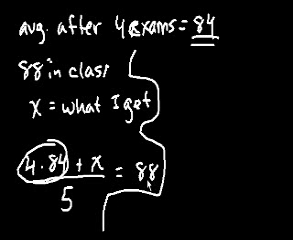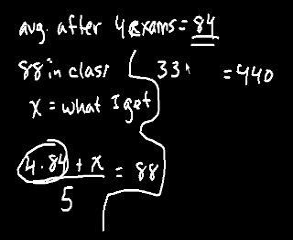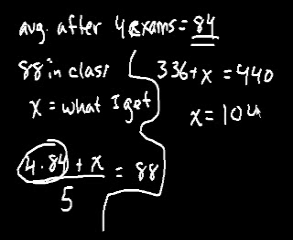So 5 times 88 is, let's see, 5 times 80 is 400, so it's 440. 440 equals 4 times 84, we just saw that, is 320 plus 16 is 336. 336 plus x is equal to 440. Well, it turns out if you subtract 336 from both sides, you get x is equal to 104.